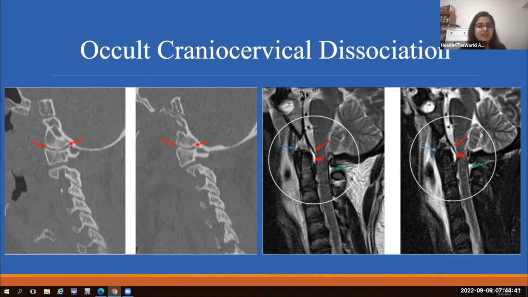Yeah, absolutely. This is such a subtle finding. And if we miss it on CT, then it's going to be very hard to put the dots together. Do you recommend, for this particular finding, any clinical findings which alert the physician that this patient needs to undergo an MRI, suspecting that this might be an occult injury?